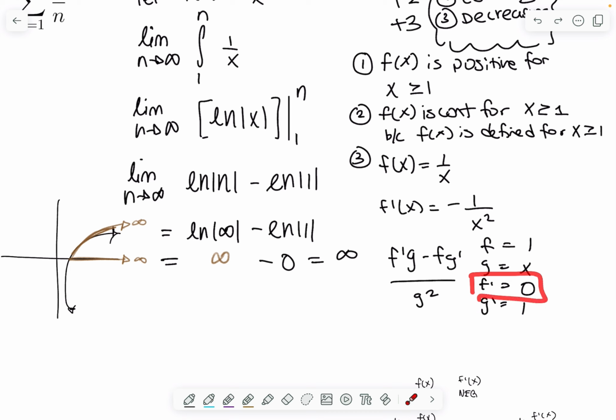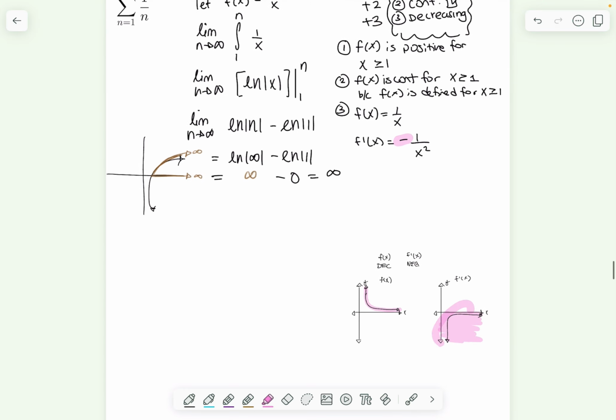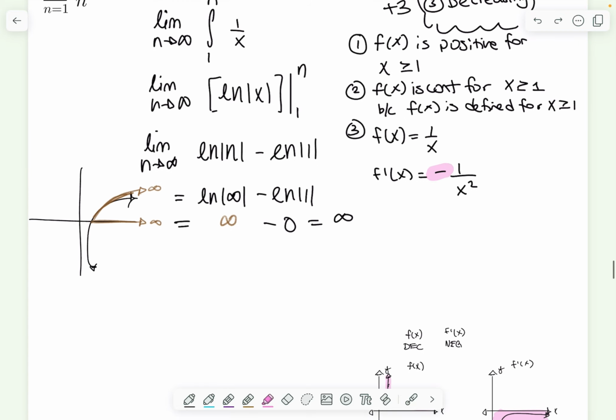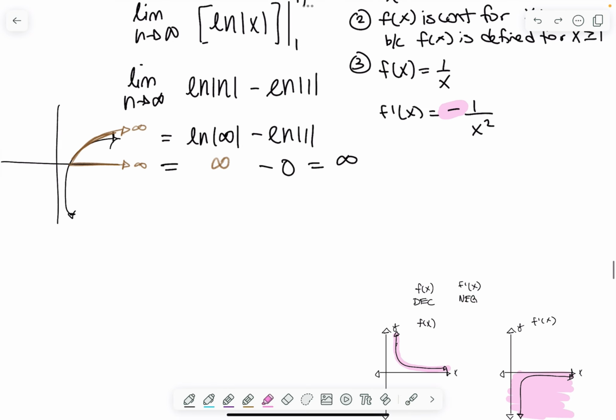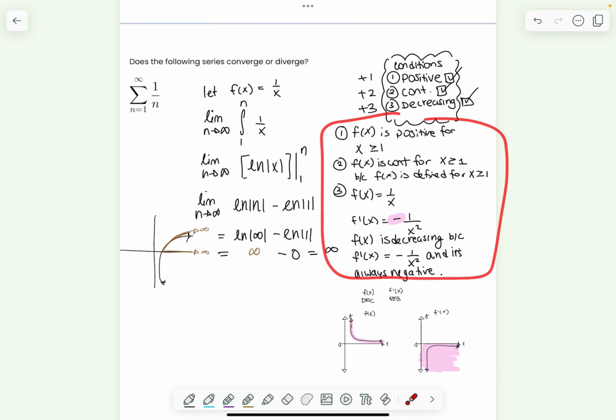Because f prime of x is 0, that means that 0 multiplied by g is still going to be 0, so none of this matters. F is just 1. This is really just 1 over g squared, which is just x squared, and that is my derivative. And because the derivative is always negative, meaning it's always going to be below the x-axis, then I can say that the function is decreasing. If it's negative, that must mean that the function is decreasing. F of x is decreasing because f prime of x is equal to that, and it's always negative. And those are all of our conditions justified.